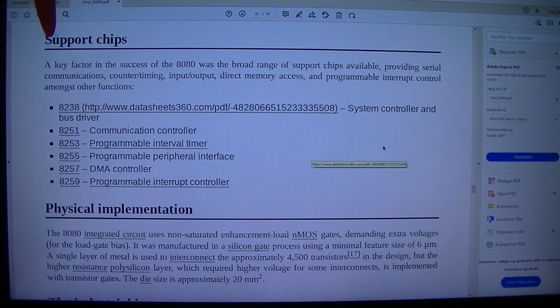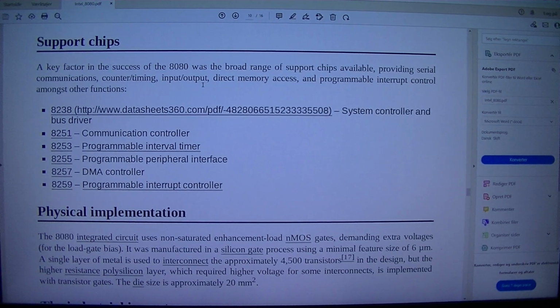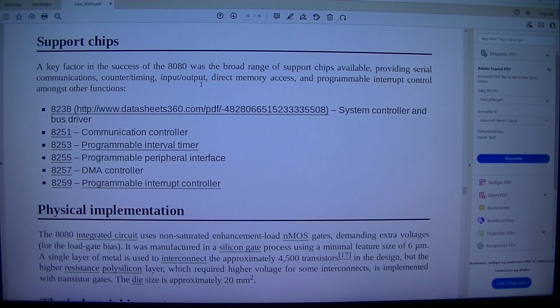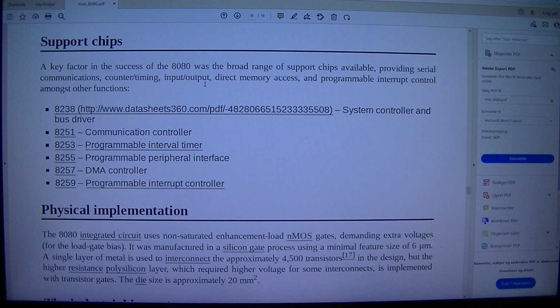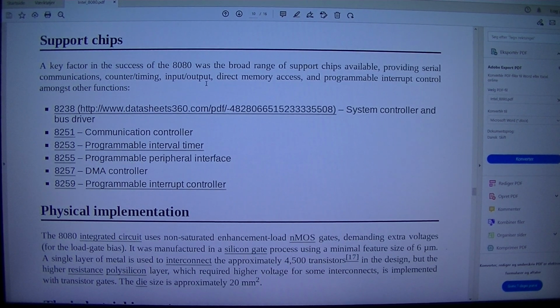30 A4, 31 A5, 32 A6, 33 A7, 34 A8, 35 A9, 36 A15, 37 A14, 38 A13, 39 A12, 40 A11. Support chips. A key factor in the success of the 8080 was the broad range of support chips available, providing serial communications, counter/timing, input/output, direct memory access, and programmable interrupt control amongst other functions.